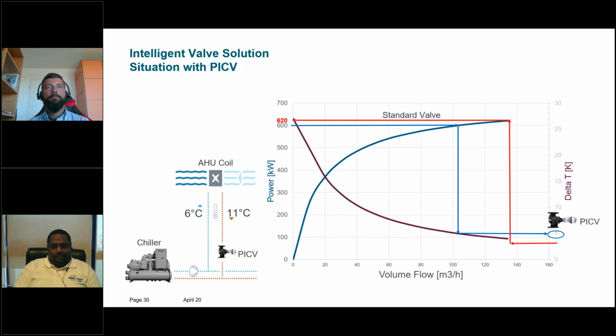Okay, so Jörg, it's clear that we have to set the priority as per the application, whether we want to control the flow first or we want to control the delta T. So yes, I think the tenant or the end user has to decide based on the project and their requirement.